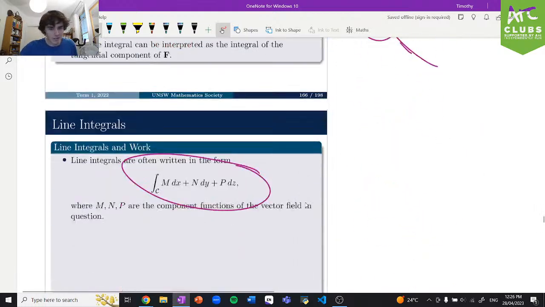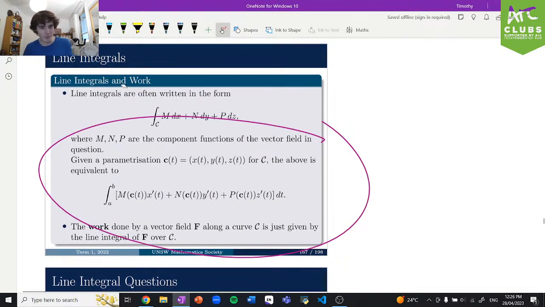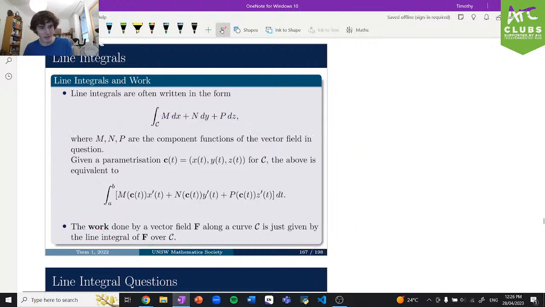Now, that's not super nice to integrate, so that's why we use the parameterized version instead. If we parameterize the curve to give us some function x of t, y of t, and z of t, then all we're doing is dot producting what we get when we substitute that expression in, multiplied by the derivative of x of t, y of t, and z of t, which is now an integral entirely in terms of t, which means it's something that we can integrate, which is very, very cool.